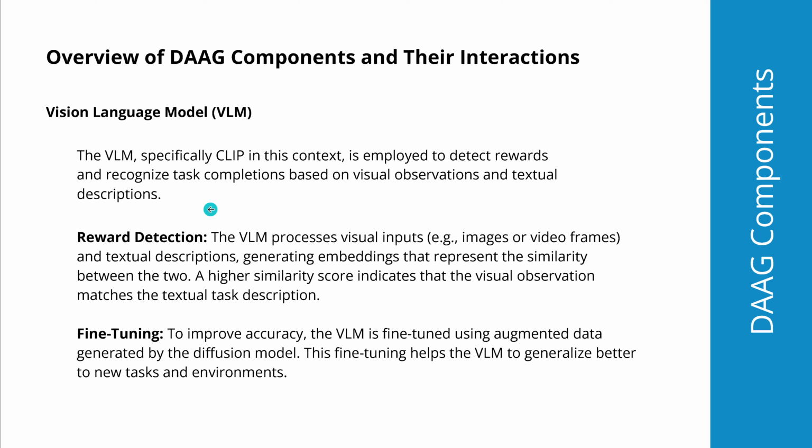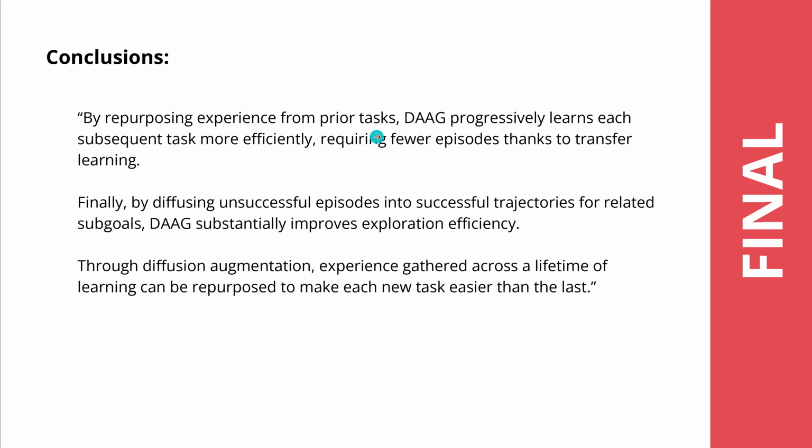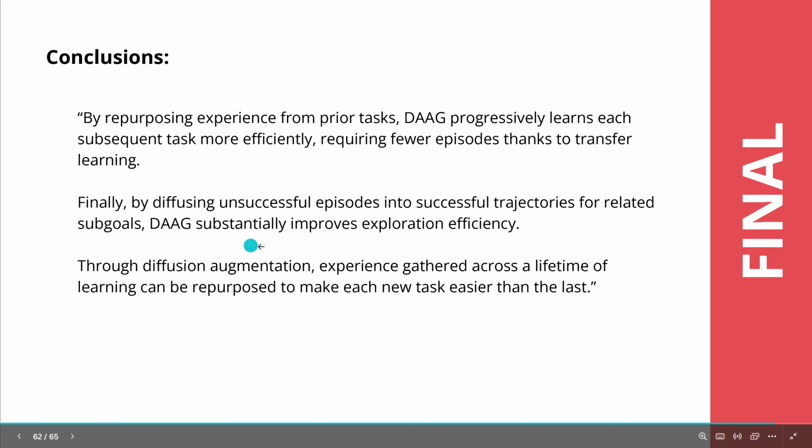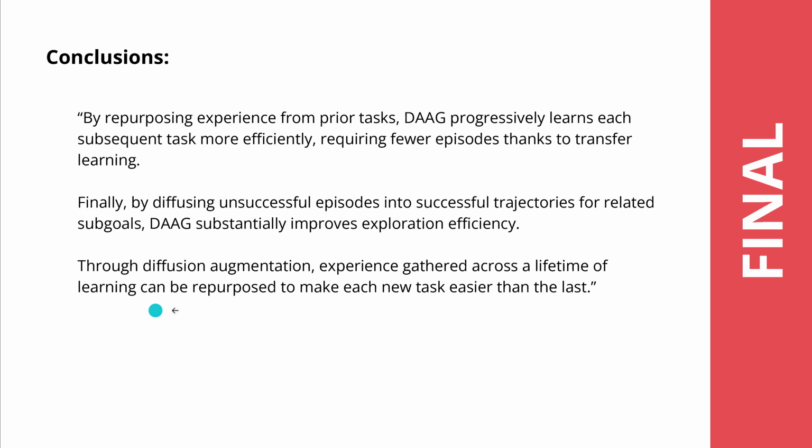We have the decomposition of the task, the coordination of all activities, and an autonomous guidance for all the little agents that participate. And let me quote the team of researchers of Google and London. By repurposing experience from prior tasks, DAAG progressively learns each subsequent task more efficiently, requiring fewer episodes thanks to transfer learning. Finally, by diffusing unsuccessful episodes into successful trajectories, change the color of the little box from green to blue, for related subgoals, DAAG substantially improves exploration efficiency. Through diffusion augmentation, experience gathered across a lifetime of learning can be repurposed, or think about all the YouTube videos that might be theoretically available to you, can be repurposed to make each new task easier than the last.